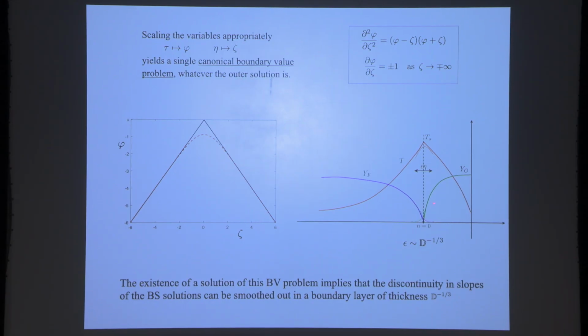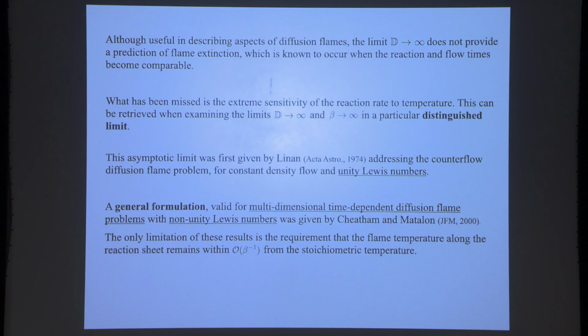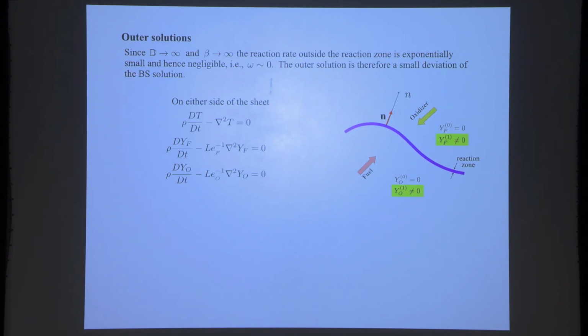Here is the smoothing of the gradient, and it occurs in a thickness of D to the -1/3. But the limitation is that it does not describe flame extinction, a phenomenon which typically occurs in diffusion flames.